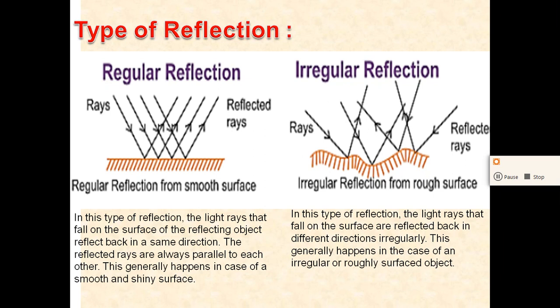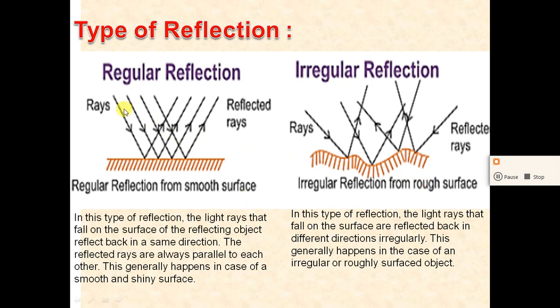So there are two different types of reflection. The first one is regular reflection and the second one is irregular reflection. From the figure you can easily understand what we mean by regular reflection and what we mean by irregular reflection, right?